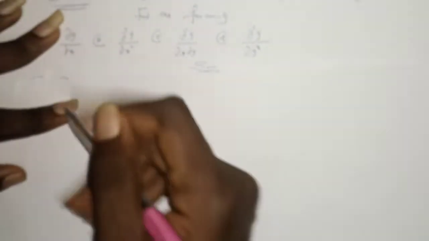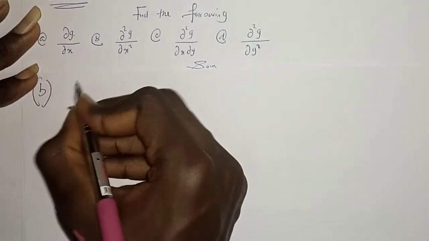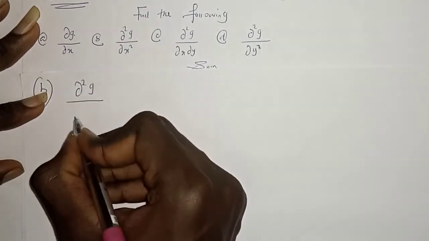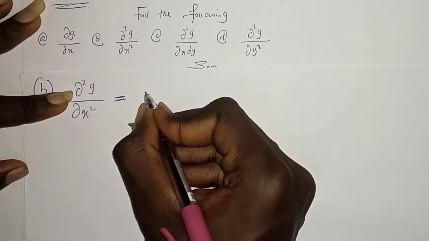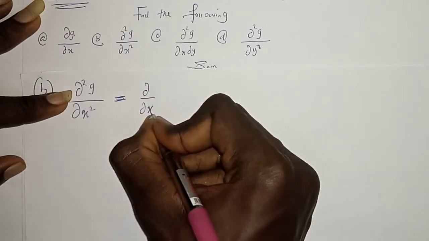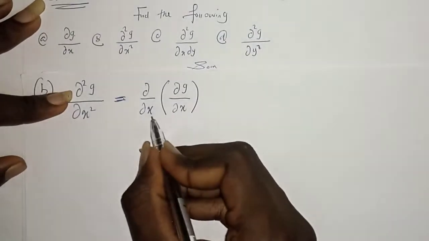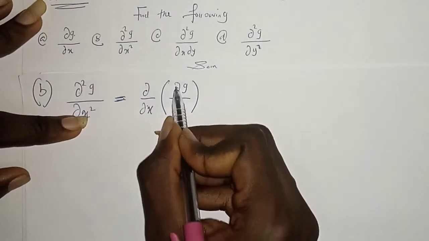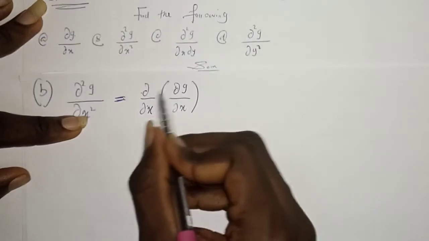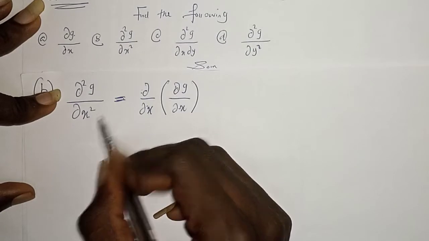The next question here says that we should find the second derivative of g partially with respect to x. So b says that we should find del square g over del x square. Now here in this case, this simply implies that you have del over del x first, then finally with del g over del x. This is the second derivative. Pick one of this outside, you know there are two. Then pick the second one, del x. The two products, del x times del x, give us del square over del x square. That's what it means.